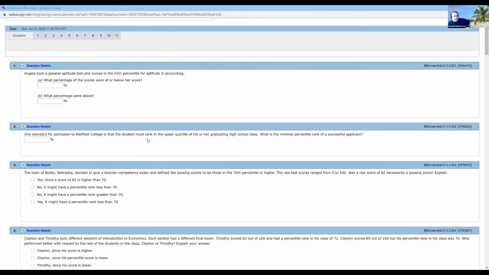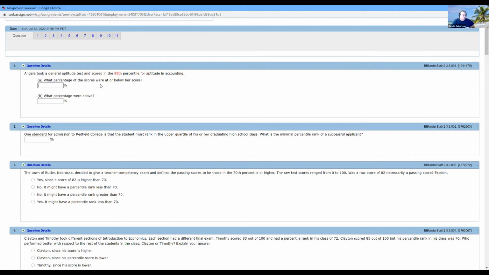So Angela took a general aptitude test and she scored in the 89th percentile. I forgot to talk about percentiles. I guess it's because I just overlooked it. What percentage of the scores were below her score? 89th percentile means, imagine there's 100 people, there's an analogy. The 89th percentile means you were the 89th person in the list, right? Good, right? If I got 100, and so on. So that would be 89%.